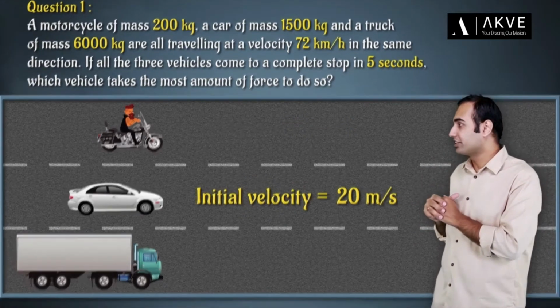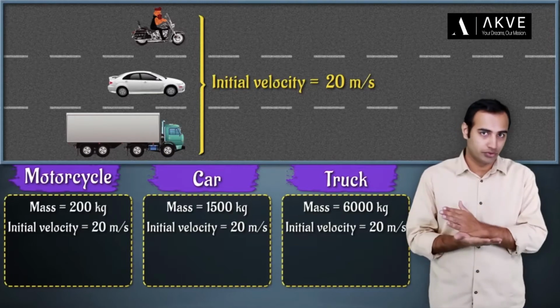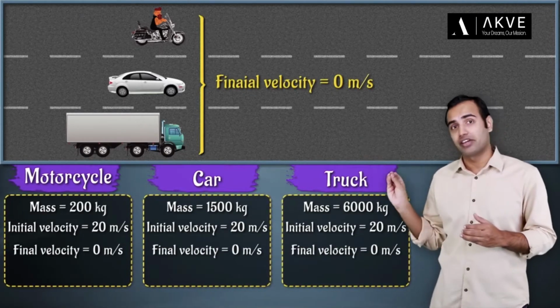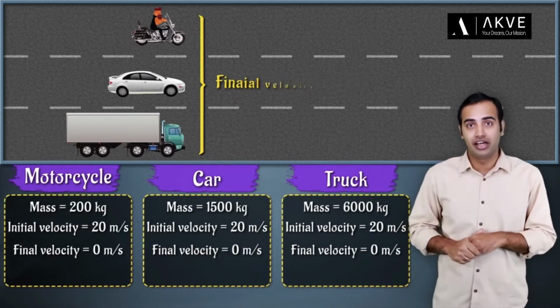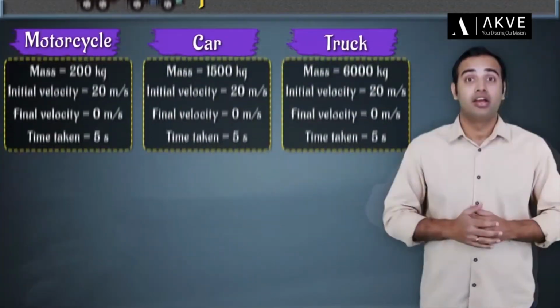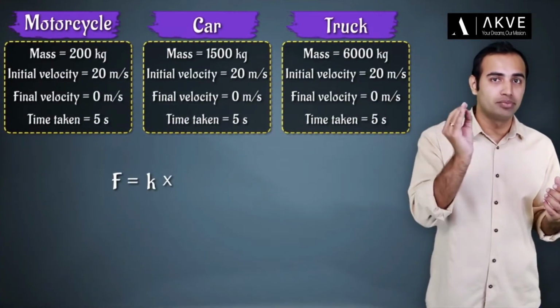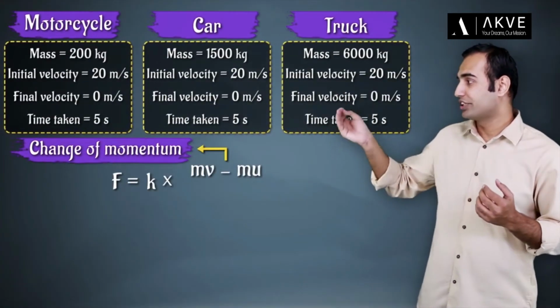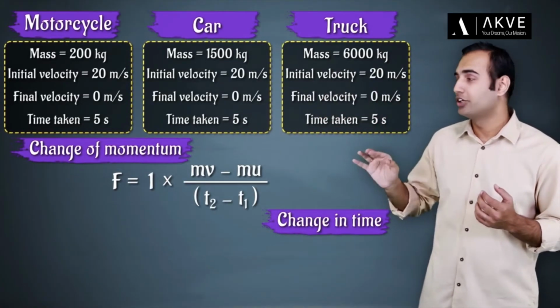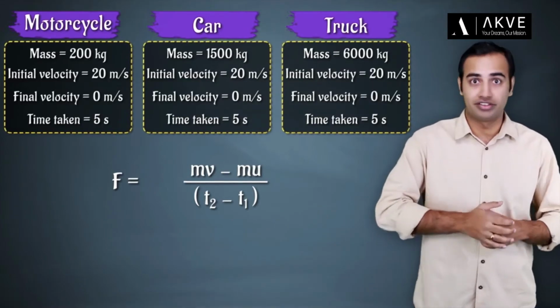So the initial velocity for all the three vehicles comes out to be 20 meters per second. The final velocity for all the three vehicles comes out to be 0 meters per second. And the time taken for this change of velocity is 5 seconds. Now the force acting on an object can be simply written as change of object's momentum divided by time. Now remember, the value of k is 1, so we don't need to mention that over here in this equation.